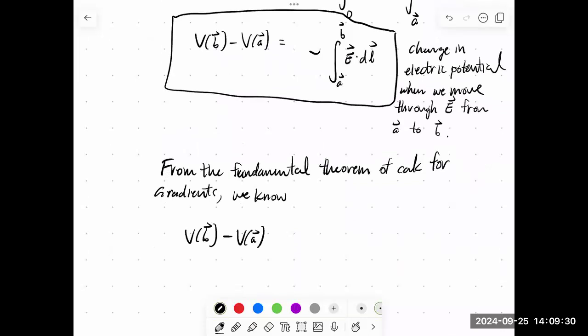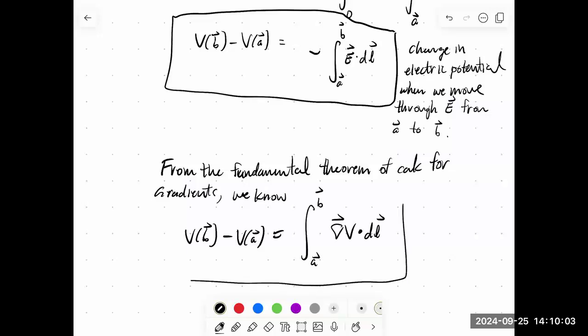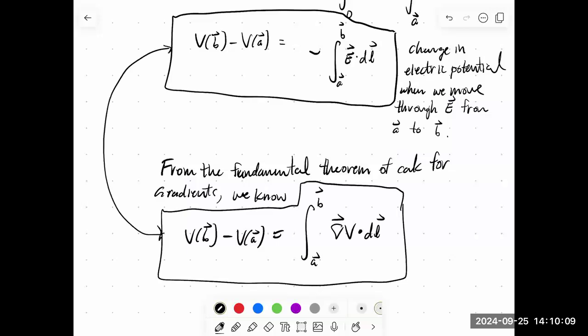Remember what the fundamental theorem does for us: it takes the integral of a derivative and expresses it in terms of just the values of the function at the two boundaries. And so in this case, the derivative that we're going to consider is the gradient of V integrated dot product with dl, and we go from A to B. So here are two expressions for the same difference in V, and so these must be equal.